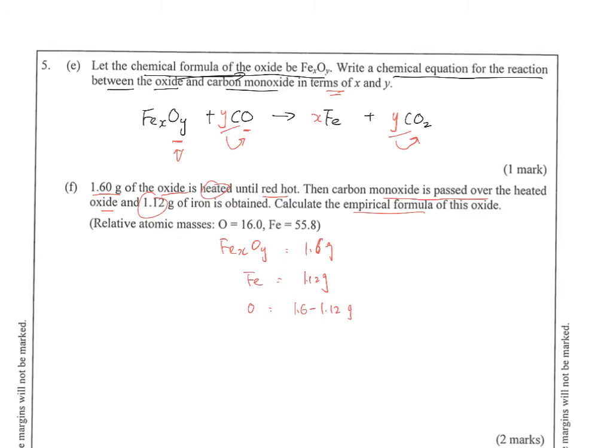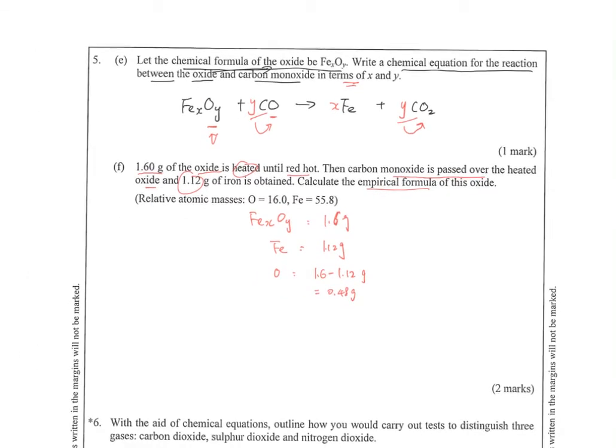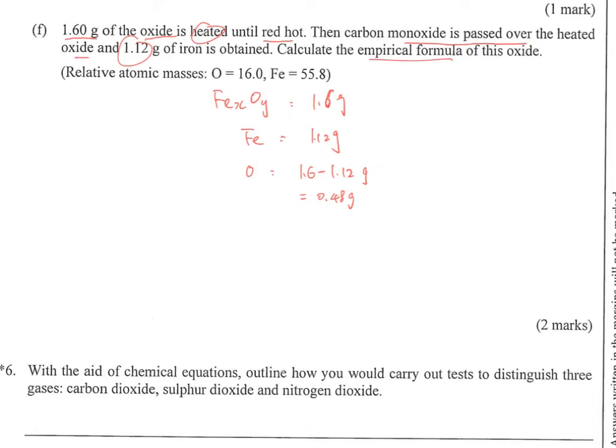So actually it's equal to 0.48 gram. Now we can use the strategy. For Fe and O, we need to find out the empirical formula. The first thing we need to write down is their mass, the second is their mole, and the third is their mole ratio. Just remember the three steps to find out the empirical formula.